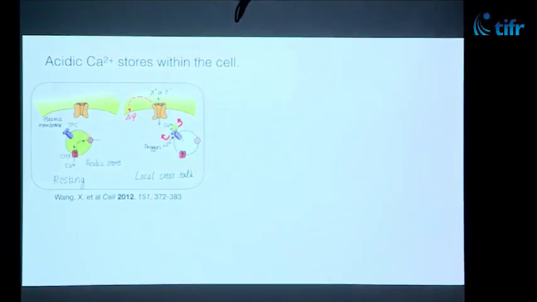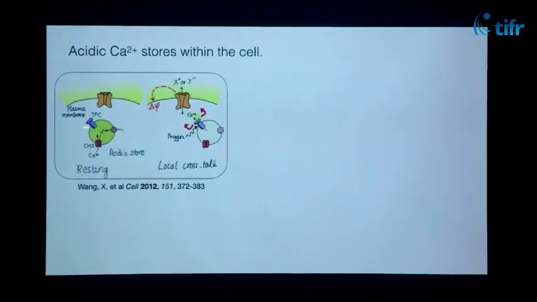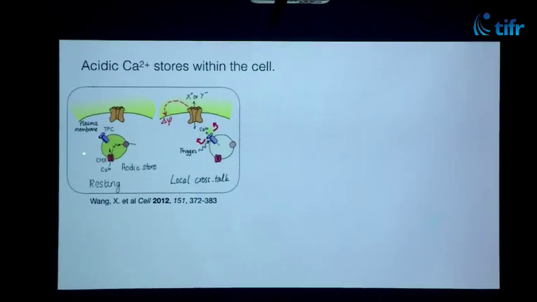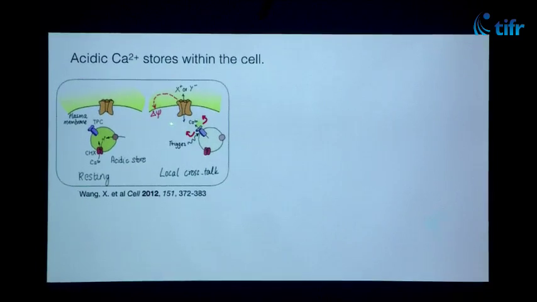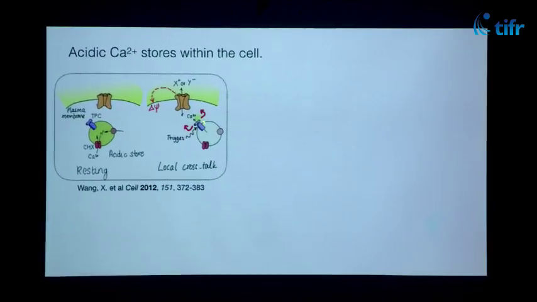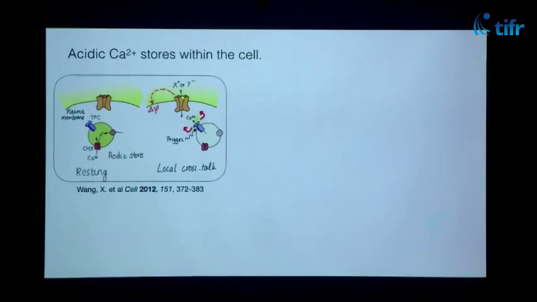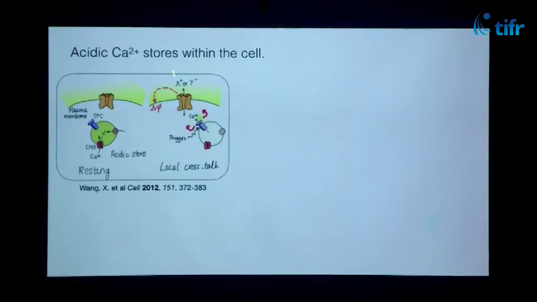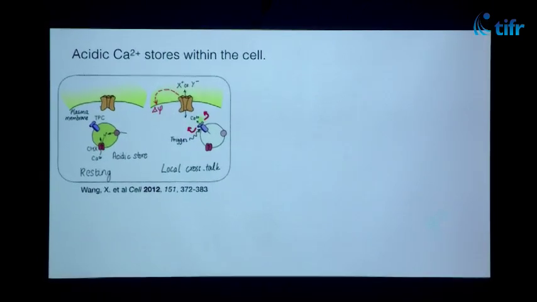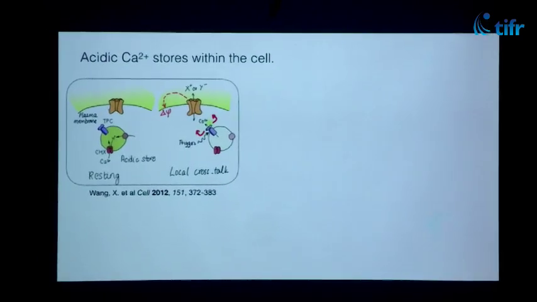For example, take this protein called TPC, the 2-pore channel, which is on the lysosome, one of the acidic stores of calcium. When its ligand binds, TPC will open and release a puff of calcium, and this causes the channels on the plasma membrane to open, which then changes the membrane potential. This is really important for insulin secretion.